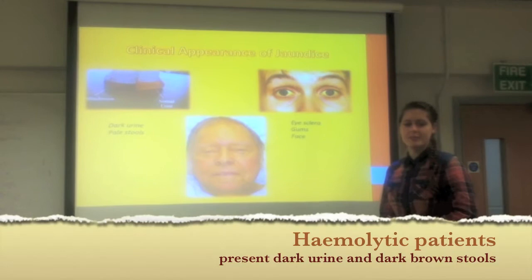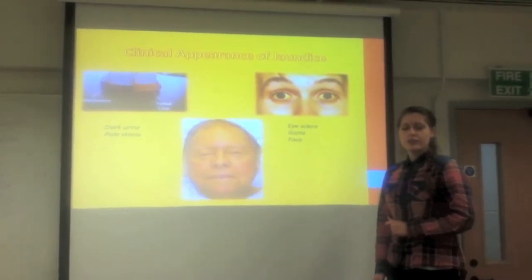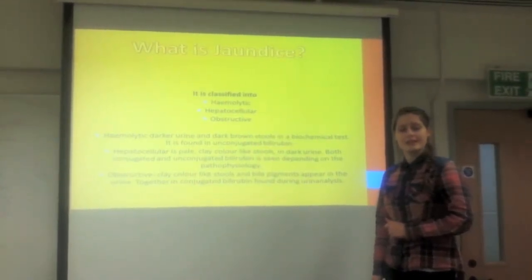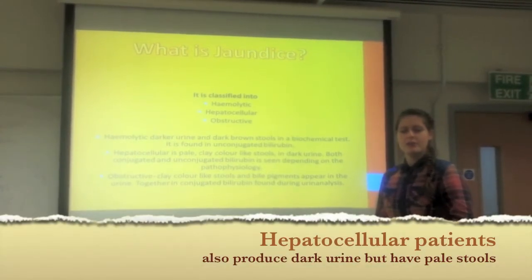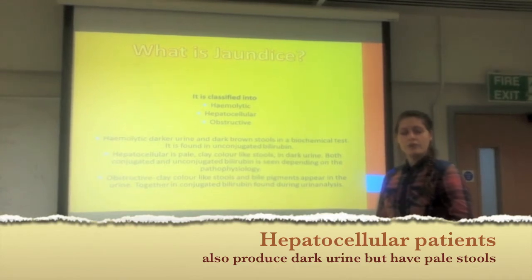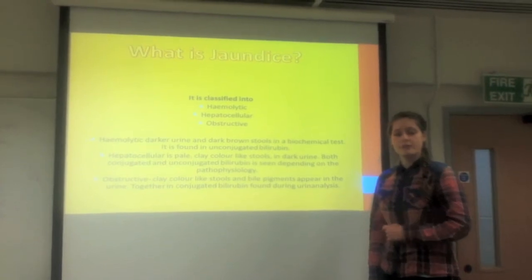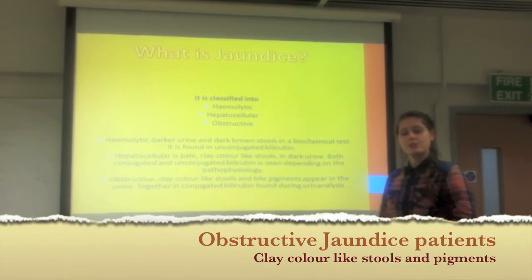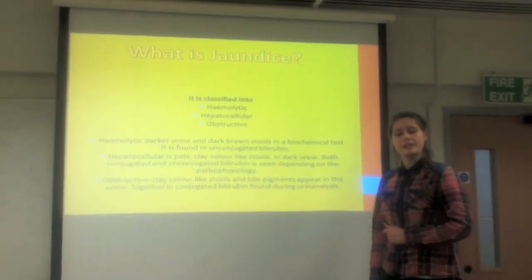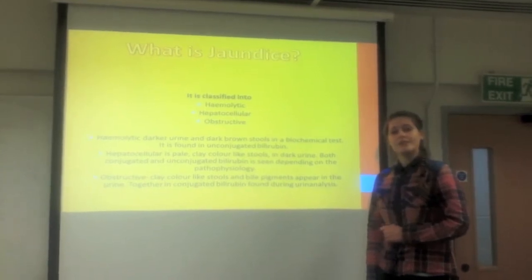The hemolytic jaundice patients present with darker urine and dark brown stools, and also with conjugated bilirubin found in a biochemical test. The pale clay-colored stools and dark urine are seen in the patient with hepatocellular jaundice, where both conjugated and unconjugated bilirubins are found depending on the pathophysiology. In the obstructive jaundice patients, clay-colored stools and bile pigments in the urine are seen, and also conjugated bilirubin is found in a biochemical test.